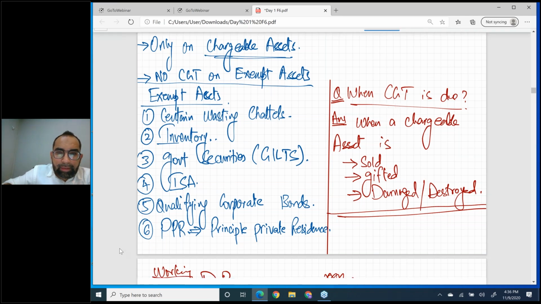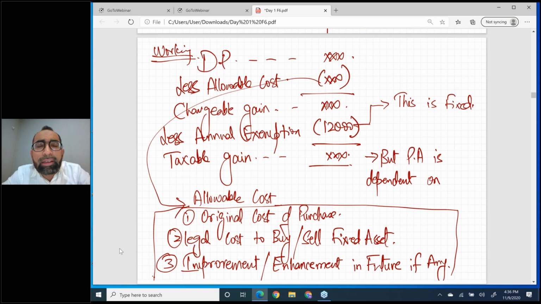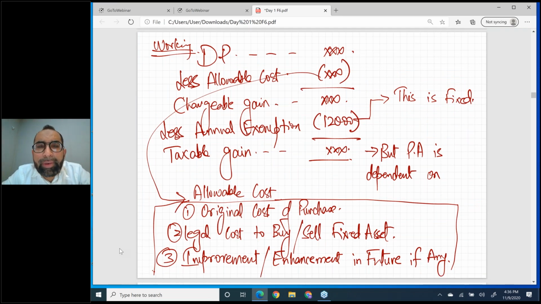Now look at the screen. Now the basic working. What's the basic format of capital gain calculation? Disposal proceeds, which means you sold the asset, the proceeds are disposal proceeds, less allowable cost. Open your eyes, please. Allowable cost. See, I have made an arrow on allowable cost. See, these costs are allowed.